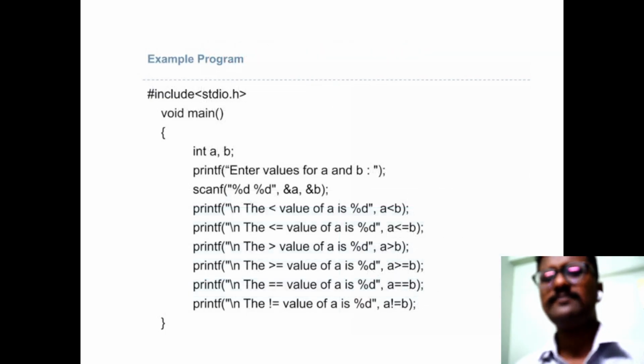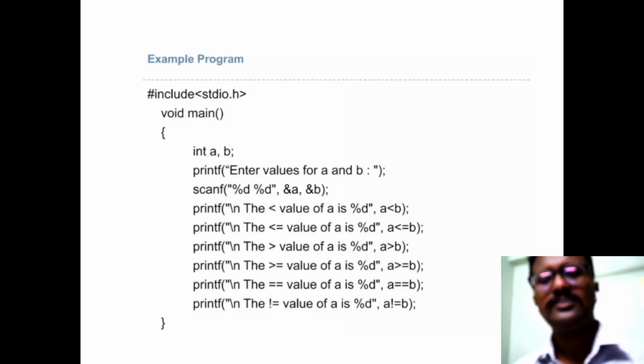This is the example program for relational operators. The include stdio is the header file, and void main is the main function here, and we are going to see about the variable declaration. Int a, b: the two integers a and b are declared here.